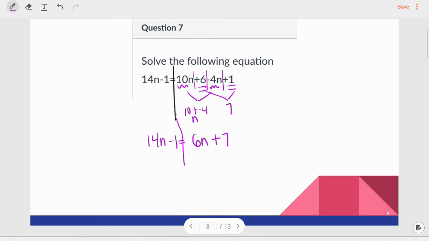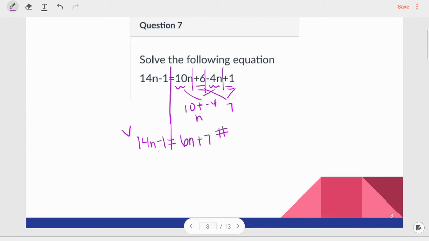Now that I'm simplified, I'm going to choose a variable side and a number side. This is my variable side. This is my number side. From here, on the left-hand side, we're going to get rid of anything that's not a variable. Let's see. So we are going to get rid of the -1 by adding 1.